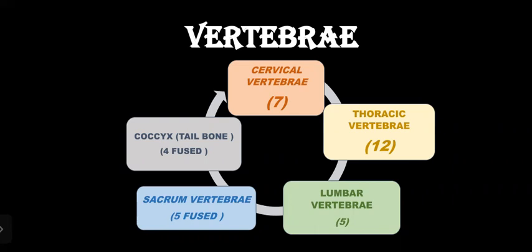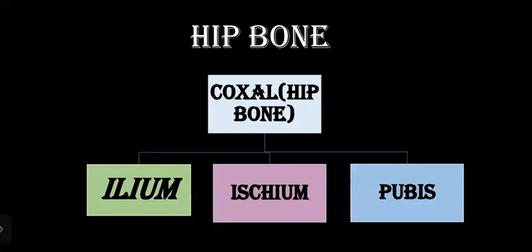In our examination, they might ask about the number of vertebrae. So remember, we have 7 cervical vertebrae, 12 thoracic vertebrae, 5 lumbar, and 5 sacral. The sacrum is formed by the fusion of 5 vertebrae, and the coccyx, which is also known as the tailbone, is formed by the fusion of 4 vertebrae. Moving forward, as we said, in the gluteal region we have the hip bone. The hip bone is also known as the coxal bone, and we have 3 sub bones which make our complete hip bone, that is ilium, ischium, and pubis.